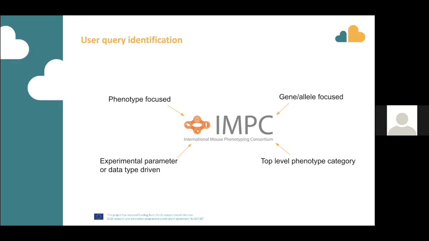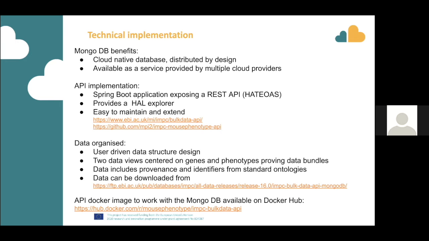And to put this all under one umbrella, there was a re-engineering of the bulk data access performed, and it is now using a cloud native database, MongoDB, and it has the clear benefit that it's of course available as a service provided by multiple cloud providers. The current API implementation also provides nice queryability through Explorers and REST APIs, and it's also quite easy to maintain and extend.